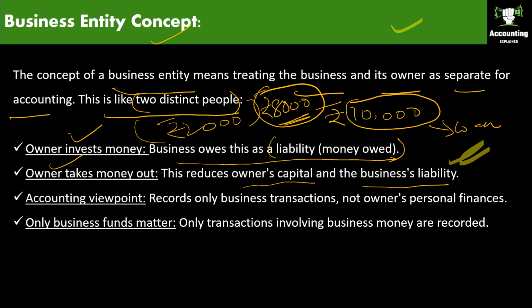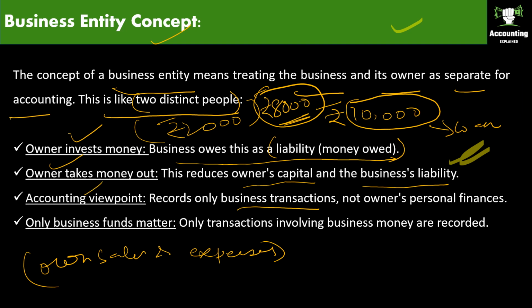Accounting viewpoint: records only business transactions and not the owner's personal finances. The store only keeps track of its own sales and expenses. It does not take into account what your dad spends on your family. That is the accounting viewpoint.